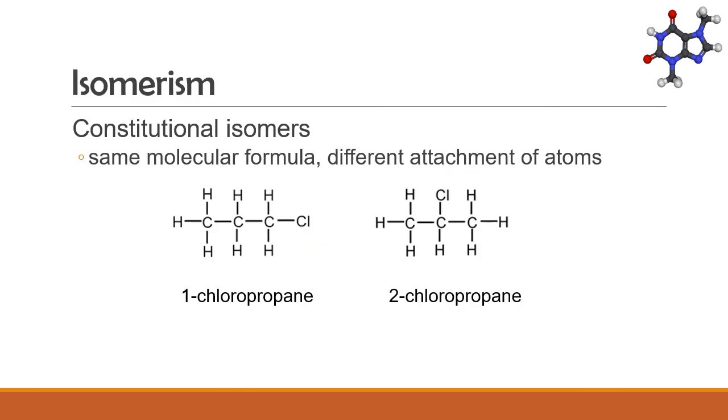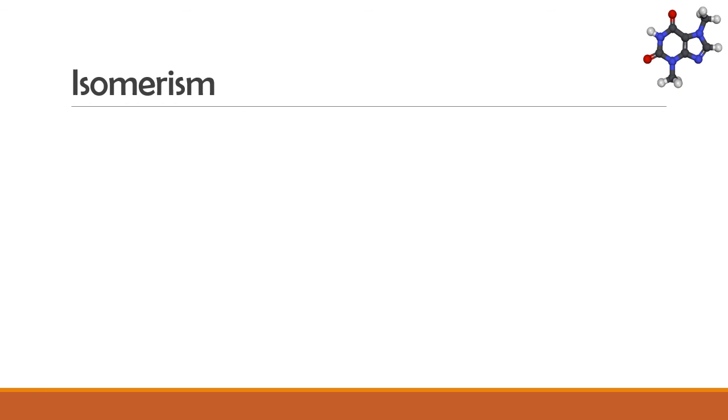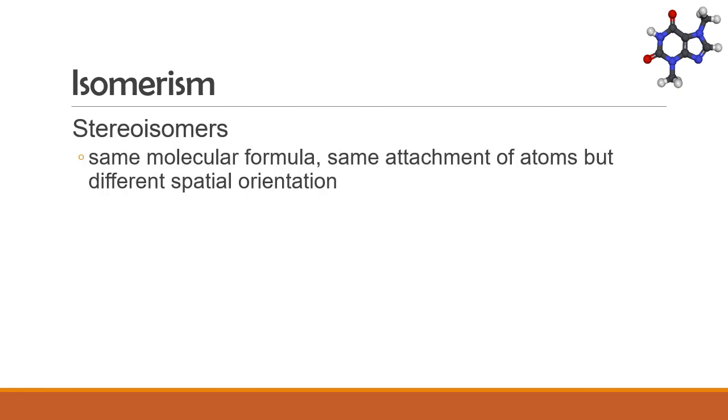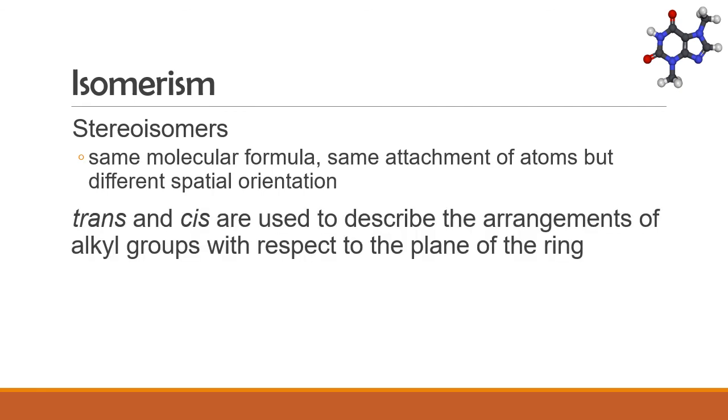Earlier, we noted that the halogenation of propane produces 2 different compounds depending on which carbon the chlorine attaches to. 1-chloropropane and 2-chloropropane are called constitutional isomers. They have the same molecular formula, but the functional group, in this case the chlorine, is attached to different carbon atoms. Another type of isomerism is stereoisomerism. Stereoisomers have the same molecular formula, the same attachment of functional groups, but with different spatial orientation.